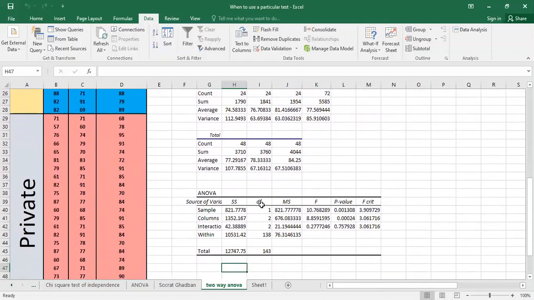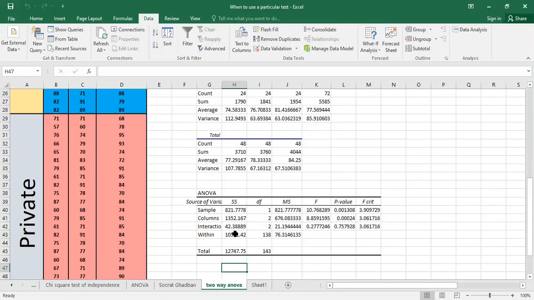So here we're having the sum of squares, we're having the degrees of freedom. The degrees of freedom for the sample, it means it's k minus 1 because we're having two, private and public, so 2 minus 1, it's 1. And for the other one, we're having online, combination, and traditional classroom, so we're having 3. So it's 3 minus 1, it means these are the columns, so it's 2. And the degrees of freedom for the interaction, we multiply 1 times 2.